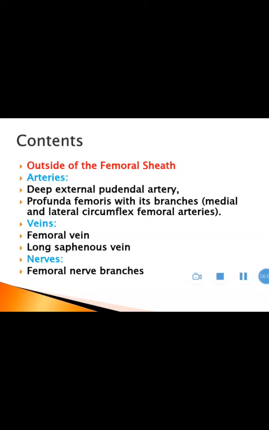Then coming to contents which are outside the femoral sheath. So coming to contents outside the femoral sheath, we have arteries, and the arteries are deep external pudendal artery, then profunda femoris and its branches. And the branches of profunda femoris are medial and lateral circumflex femoral arteries. Coming to veins, we have femoral vein and the long saphenous vein. And coming to nerves, we have femoral nerve branches.